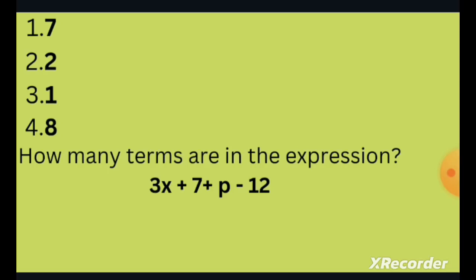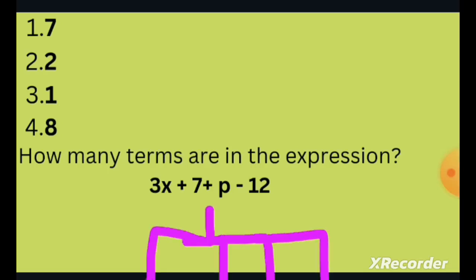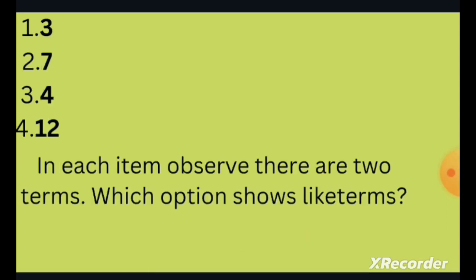Next, how many terms are in the expression? You have to find out the terms in the expression. For that you have to split it into parts like 3x, 7p and minus 12. So 1, 2, 3, 4. We have 4 parts. So 4 terms is the answer.